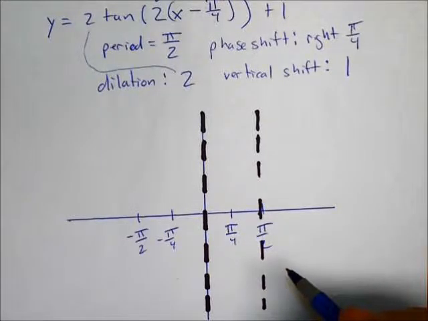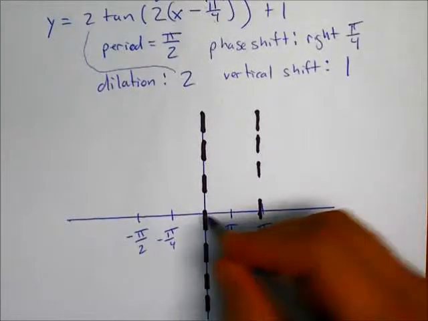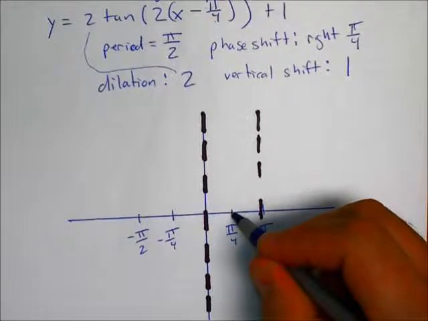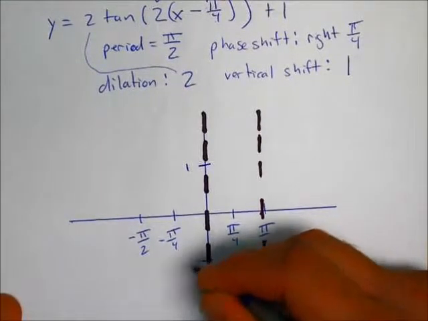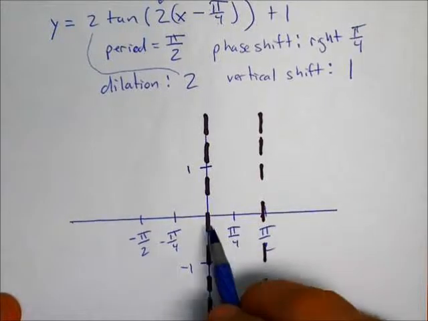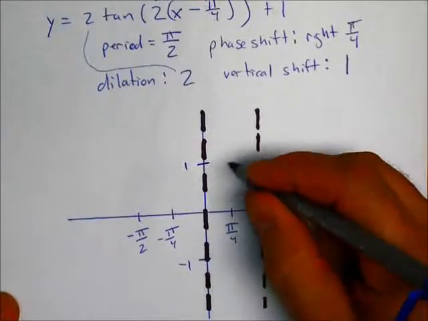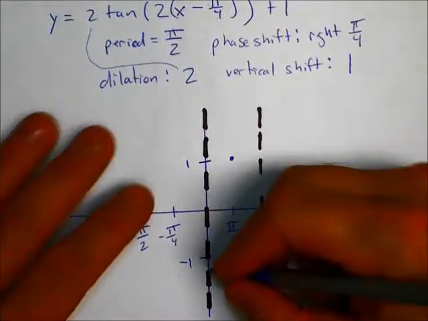Originally, the original center of the graph is at 0, 0. Okay? But it's getting shifted to the right pi over 4, and also it's getting a vertical shift of 1. So let me mark my 1 and my negative 1. So the center, the 0, 0, goes over to the right, pi over 4, and then up 1. Okay? And this is where I would then just sketch the graph. Okay?